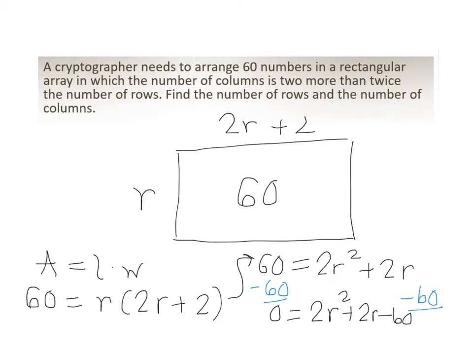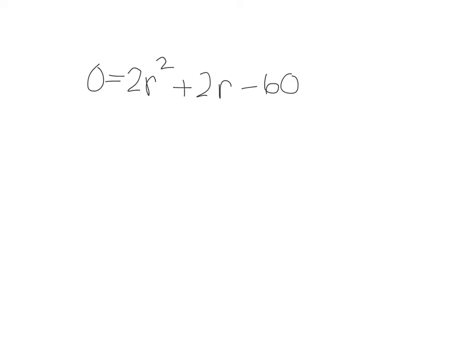And now we want to solve that by factoring. So we know we always look for a greatest common factor first. Well, I can see that everything in this polynomial is divisible by 2. So I'm going to divide out a 2. If I divide 2R squared by 2, I get 1R squared. If I divide 2R by 2, I get 1R. And if I divide negative 60 by 2, I get negative 30. So step 1 is always to look for the greatest common factor.